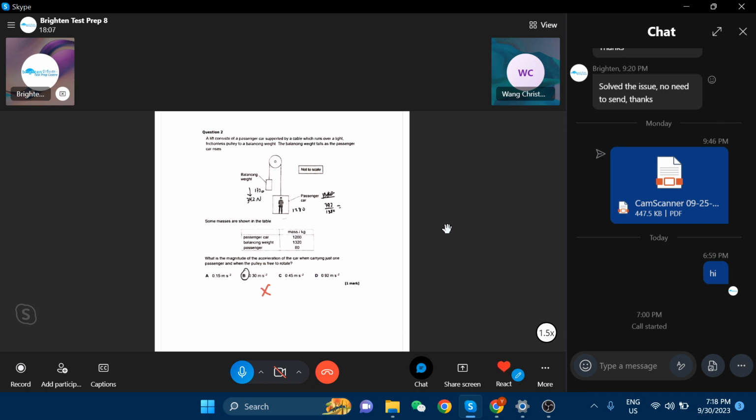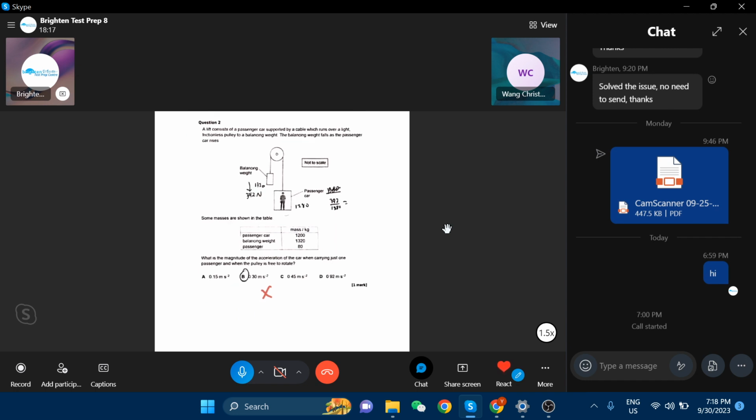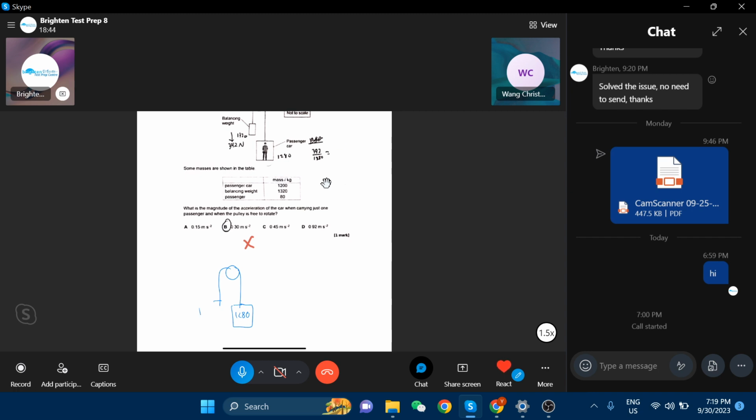So which mass did you include here? I think 1280, if I read that correctly. So that would be the passenger car. And I know it's tempting. Here it's a bit more obvious than in the other example, right? What happens is you do not have just that one with 1280. You actually have this one as well, with the 1320, the balancing weight, which is actually more, right?